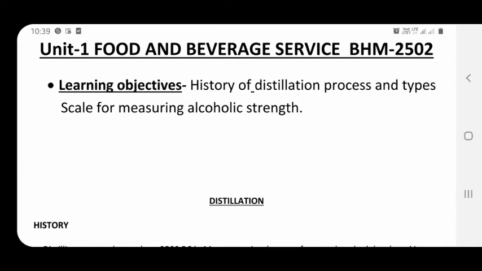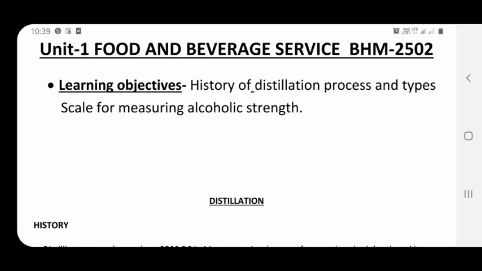I'm here to deliver a lecture on food and beverage service. Hello everyone, I am here to discuss your third year, fifth semester, Food and Beverage Service BHM2502, all the alcoholic beverages. So today we will discuss the distilled beverages.